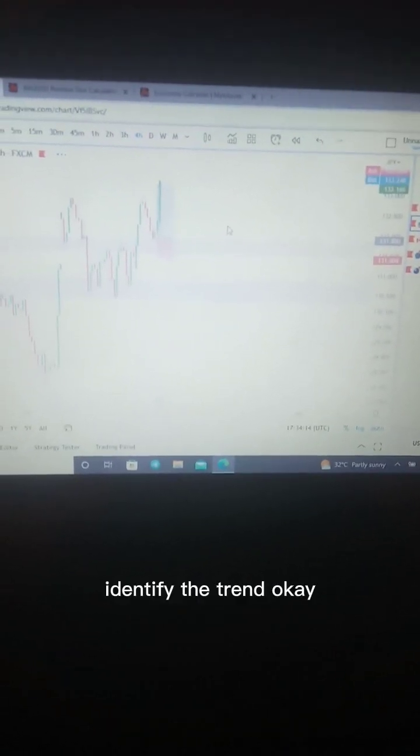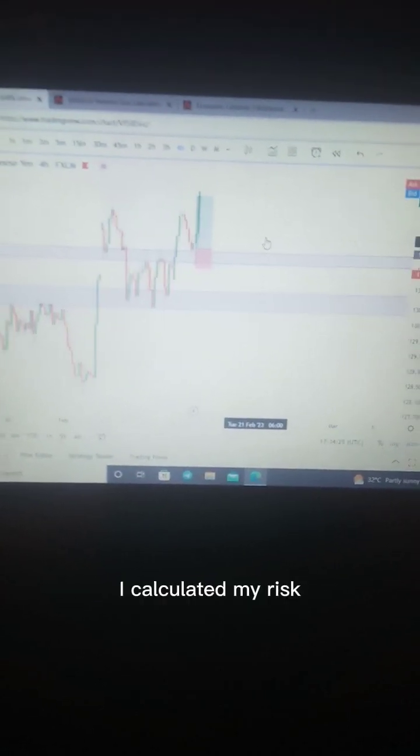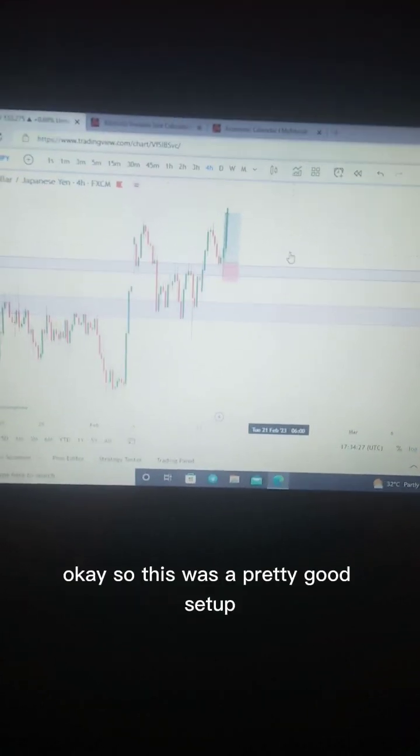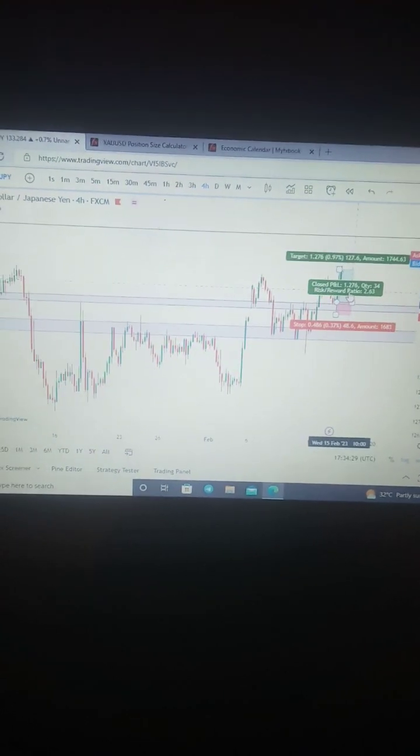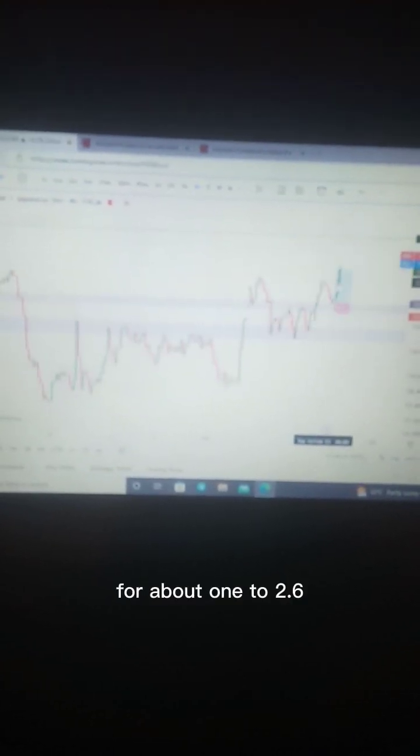What did I do? I identified the trend, and then I identified my areas of support and resistance, and then I waited for my entry signal, and then I took the trade. I calculated my risk, I took the trade. So this was a pretty good setup for about 1 to 2.6. I actually took my profit at 1 to 2.5. That's how I did it.